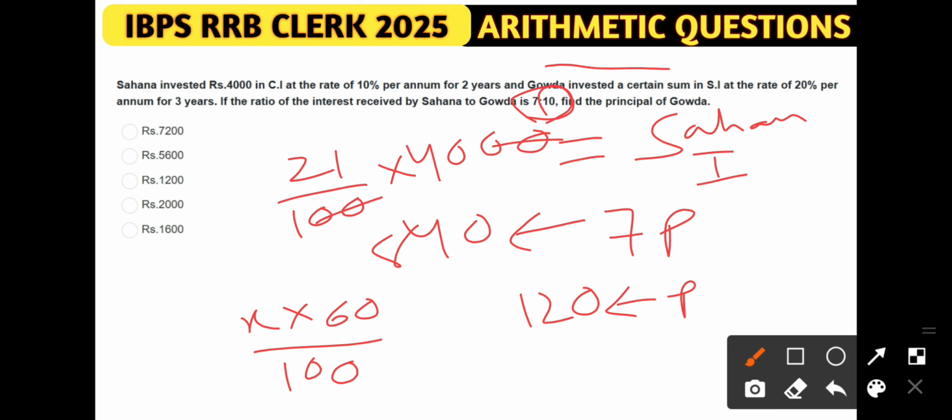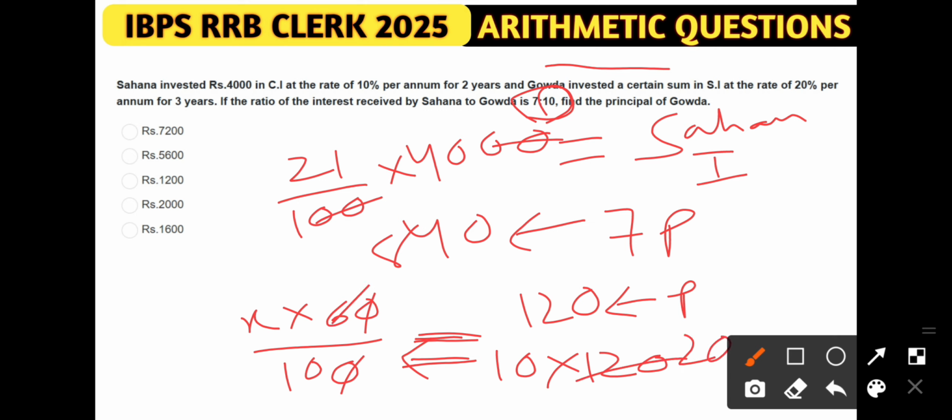So 10 parts value is nothing but Gowda's interest, 10 into 120. This is the interest Gowda got. So 0 and 0 cancel. 6 times 20, so x value will be 20 into 10 into 10. So 2000 is the answer. Option D is the answer for this question.